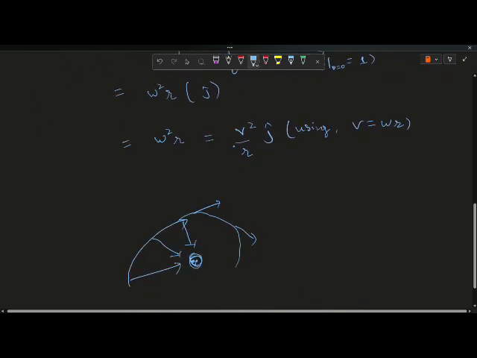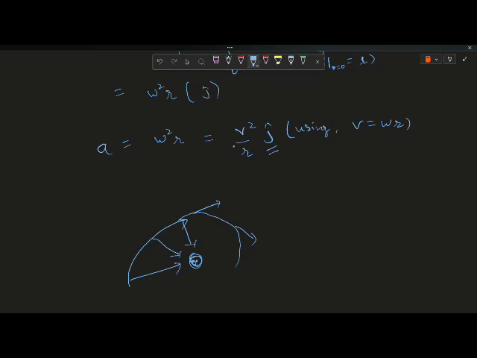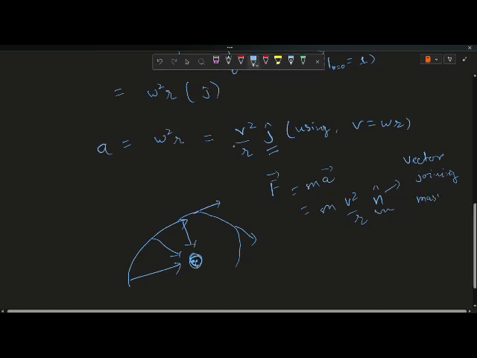So finally, we get the expression A is equal to omega square r, or V square by r, j cap. That's why when a particle is performing uniform circular motion, its force is given by F bar is equal to m a bar is equal to m v square by r n cap. Now here I am replacing j cap with n cap just to generalize, and n cap is the vector joining the point or the mass and the center.